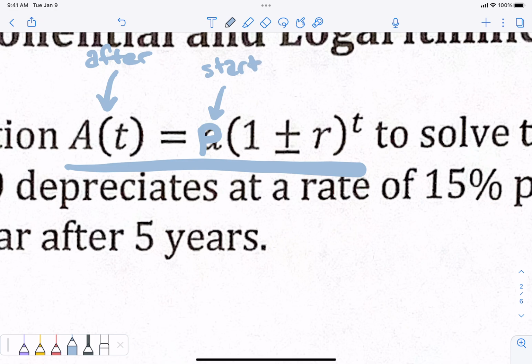Okay? 1 plus or minus. Why do they have plus and minus? It just depends on whether you're increasing it in value, which makes it a plus, or decreasing it in value, which makes it a minus, okay? So we have to choose. And then R is the rate as a decimal, right? And T is time, usually in years, okay?